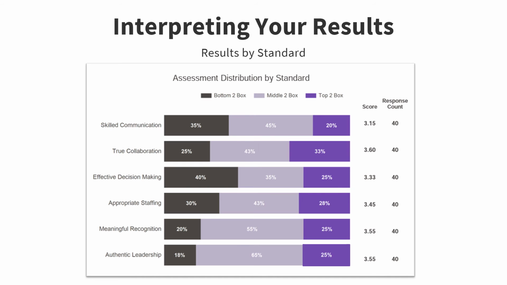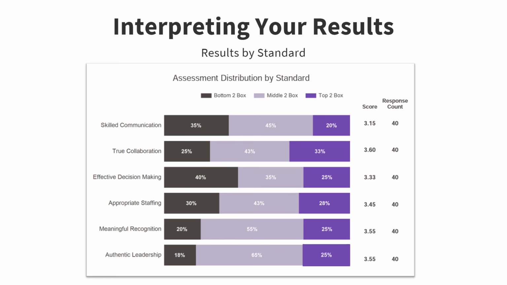So if you look just at the dark gray or the black boxes, you can see that those, again, just as a reminder, are the 2 bottom scores. So the areas that have the greatest amount of gray or black immediately catch my eye. So we can see that 40% of the responses in effective decision making are unfavorable. We also see that 35% of the responses in skilled communication are unfavorable, and so on. So that's just one way of looking at it immediately and seeing, okay, those are the 2 areas that we might want to focus on.